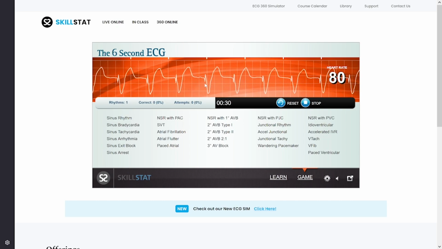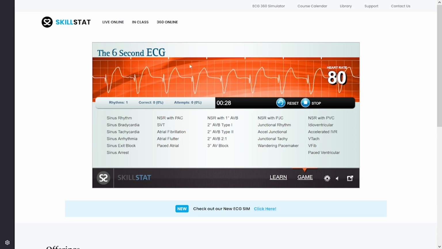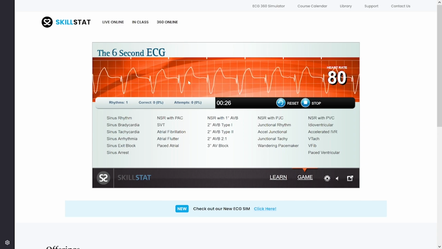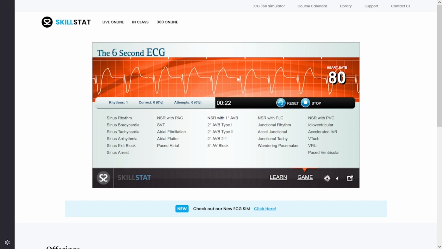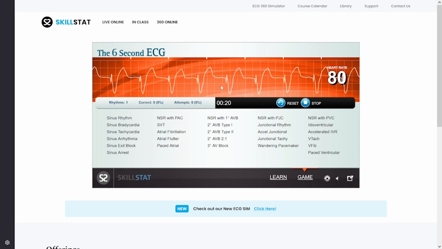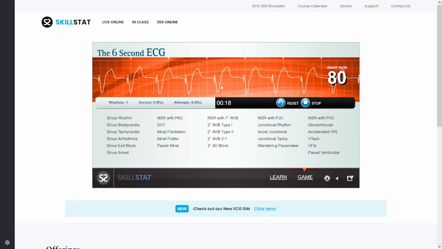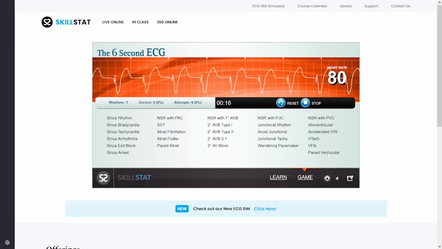So what does that mean? Well, we're thinking, okay, we have a pacemaker here. Here's our pacer. We have this elongated or prolonged QRS complex. So in my head, I'm starting to think, okay, this is probably a paced ventricular rhythm. So let's see if it is. It's correct. All right, let's go again.